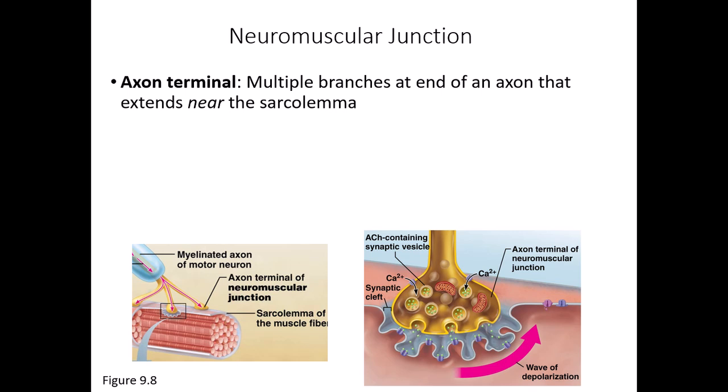And then the second picture is the one we were just looking at, enlarging that connection between the neuron at the axon terminal and again that wavy margin of the sarcolemma of the muscle cell. So the axon terminal is one of multiple branches at the end of an axon that extends very close to the sarcolemma. It's not actually touching it. It doesn't touch it because there is that synaptic cleft, that space between the axon terminal and the sarcolemma.